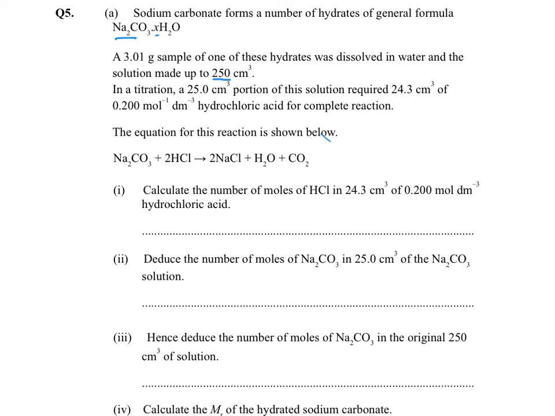In a titration, 25 centimetre portion of this solution, so notice we've got a factor of 10 between those two already, required 24.3 centimetres cubed of 0.2 molar hydrochloric acid for complete reaction, and it gives you the equation. So we've got lots of information there. Let's have a look at what the first bit actually asks. We need to calculate the number of moles of HCl in that volume and for that concentration. So it's a straightforward volume times concentration calculation.